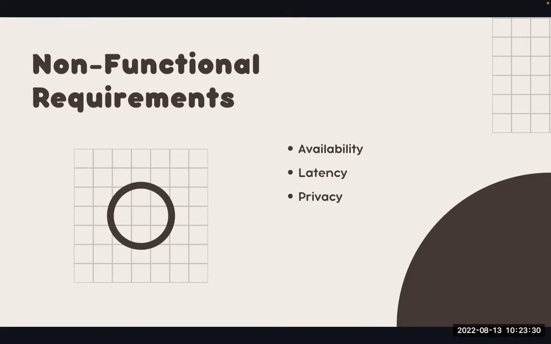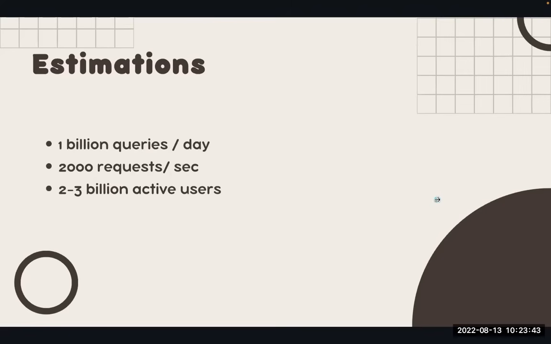There are some GDPR issues which also come with privacy. The moment you want all your data to be deleted, Google will have to delete it. So these all come under privacy, which we'll talk about in detail. But these are the 3 non-functional requirements that we want to take. And then we did some estimations and we boiled down to Google Lens getting roughly 1 billion queries per day, which boils down to 2000 requests per second.